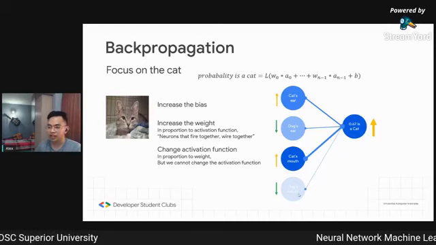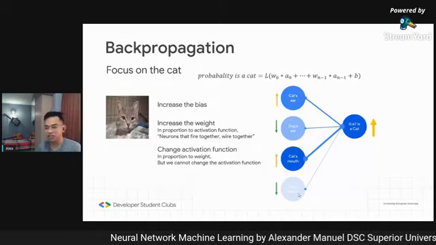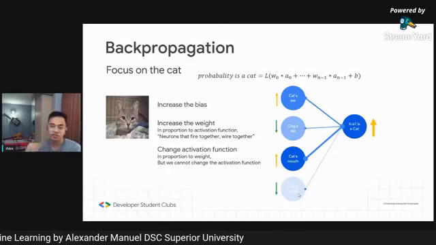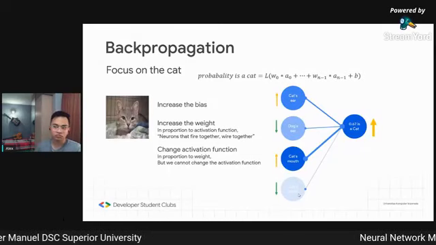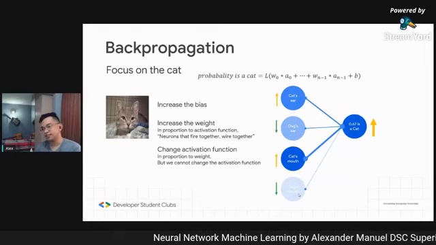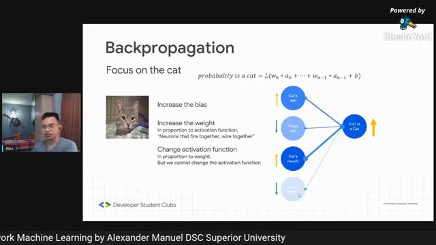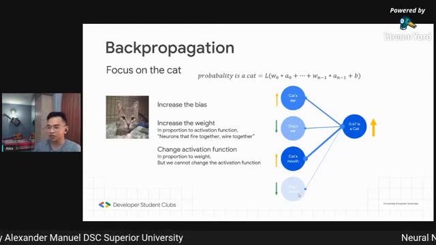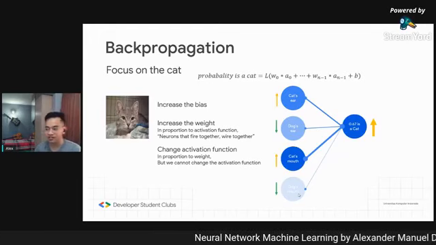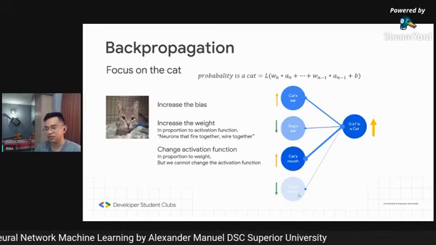So another thing that we can do is changing the activation function. But in this case, we cannot manually change the activation function, I mean, in terms of when you are training. After you train and then you change the model, you can change the activation function directly. So we need to get a higher value of the cat's ear and cat's mouth, and then lower the value of the dog's ear and dog's mouth.